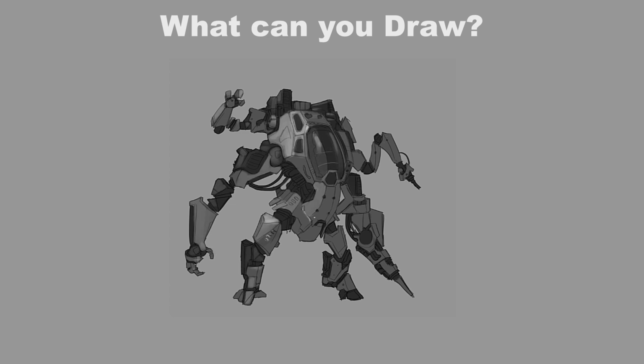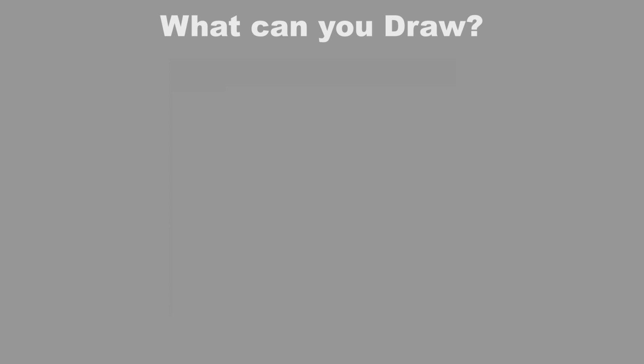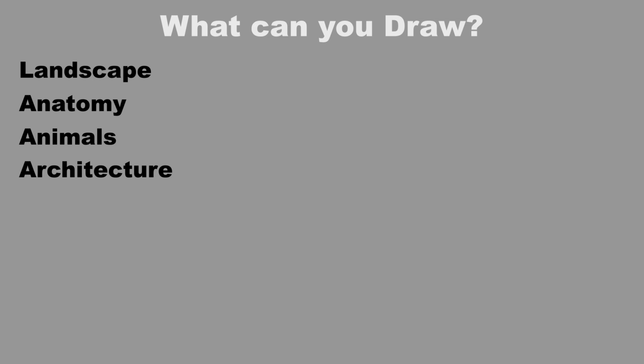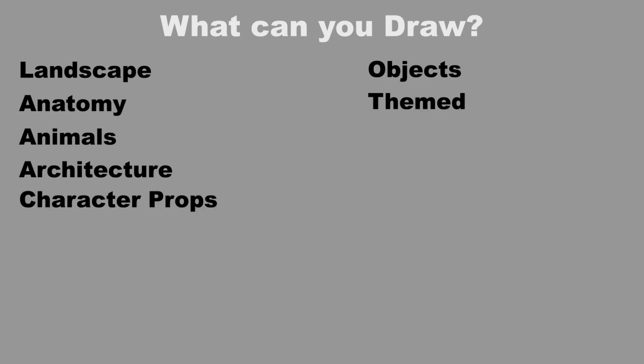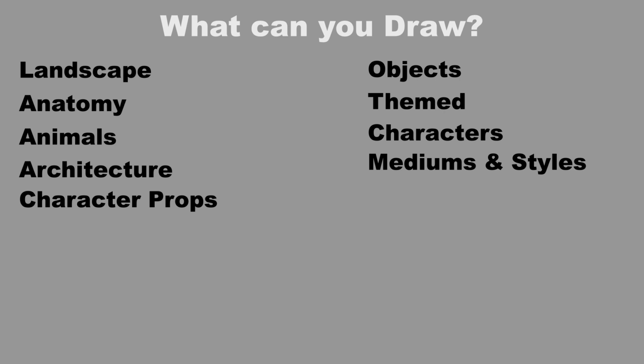Don't worry, the important part here is to see the subject itself that I'm talking about, not the drawing part of it. So let's start counting these subjects. I divided these subjects into 9 categories: landscape, anatomy, animals, architecture, character props, objects, themed, characters. Finally, the last one, which is not subject per se, but more of options, mediums, and styles.